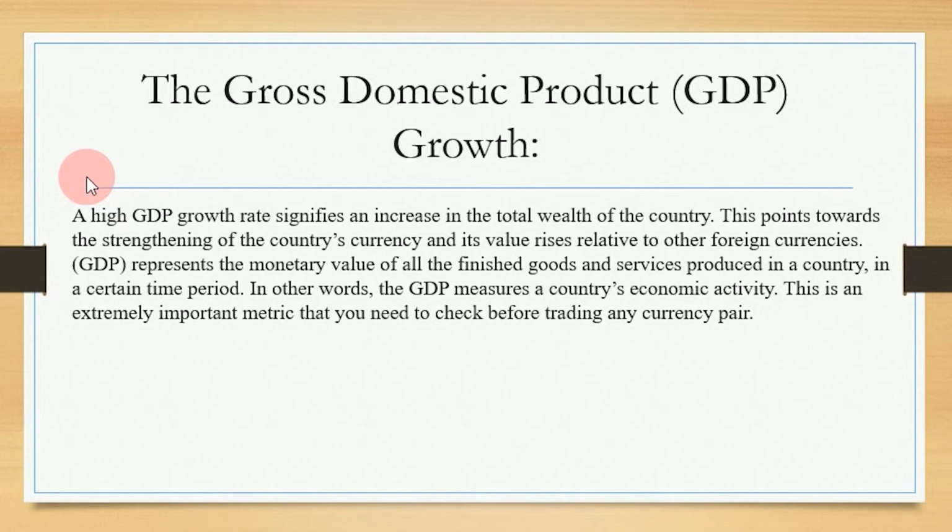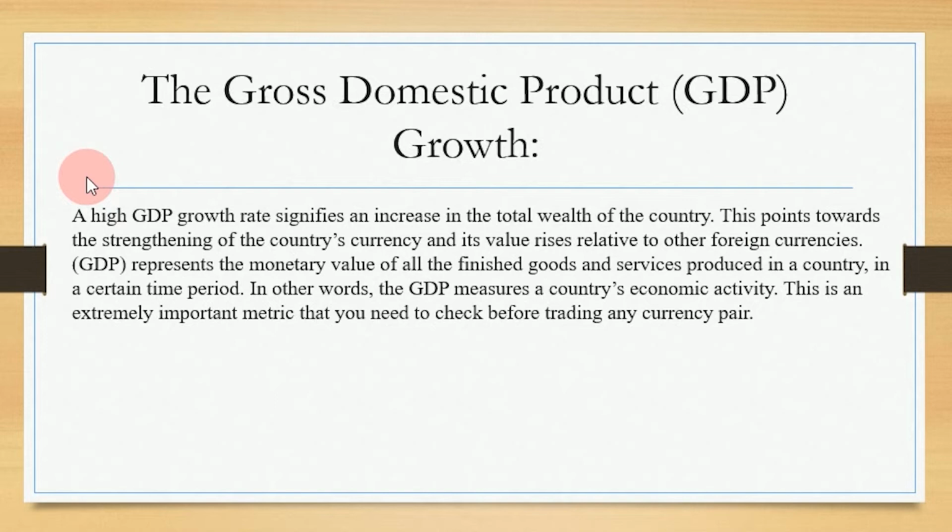GDP shows the health of the economy of a country. For example, when the GDP of a country increases, this means that country is in a stronger position than other countries. As a result, the expectation of people becomes positive toward that country, and they will buy goods and services from that country through their currency.